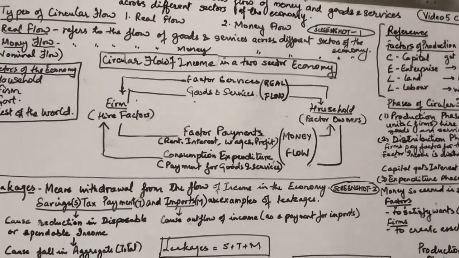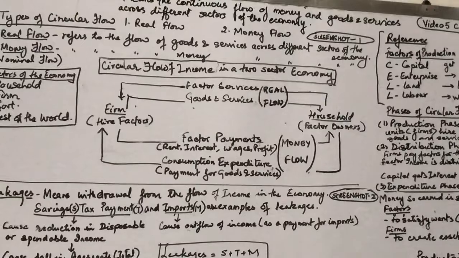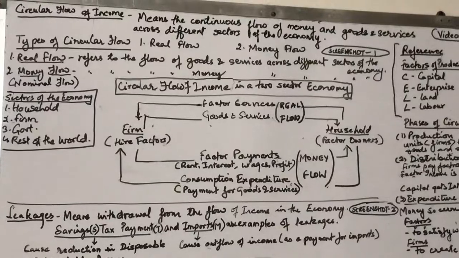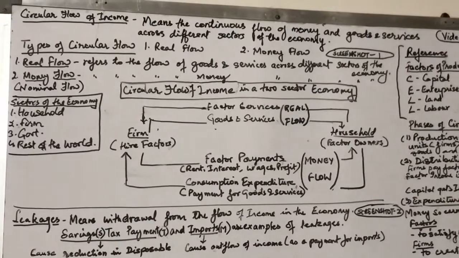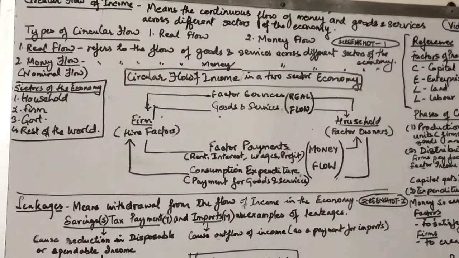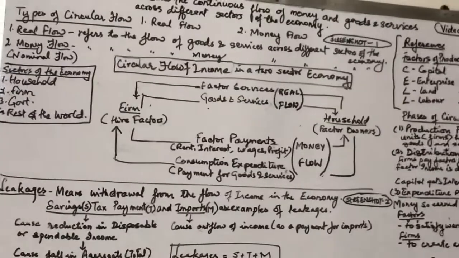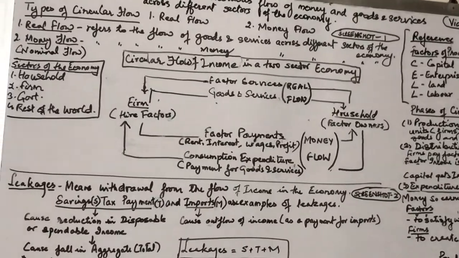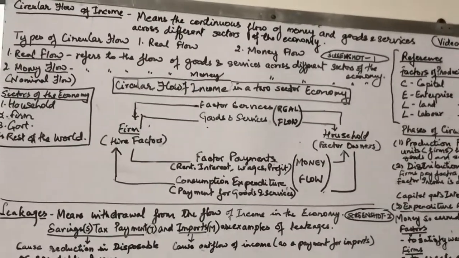Secondly, now when the households have money which they have received in exchange for their services, they feel like spending that money in order to purchase certain goods and services. So what will they do? They will pay some money to the firms, and there is a money flow from the households to the firms in the form of consumption expenditure, that is payment for goods and services. In exchange for this payment, as you can see, the firm gives goods and services to the households. This movement from firm to the household of goods and services is part of the real flow.